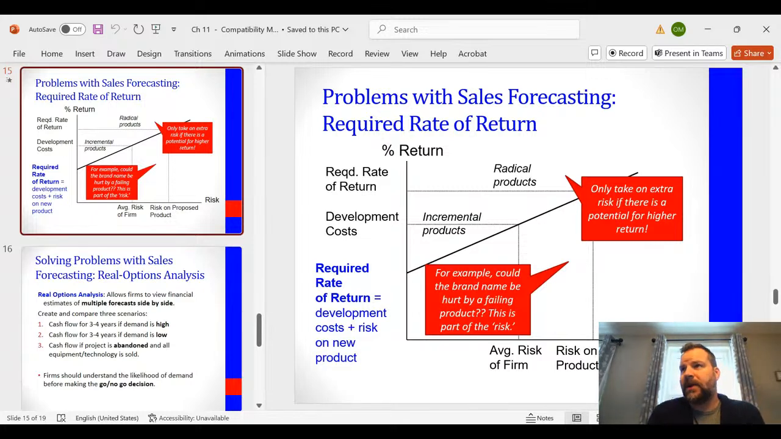Well, think about a consumer goods company, Procter and Gamble. If they're coming out with incremental products, just the next version of a toothpaste, then the risk is really low. And for them, the required rate of return is pretty low. But if they are going to start coming out with more radical products, then they need to make sure that it has a higher possibility of really breaking through and making a lot of profit.